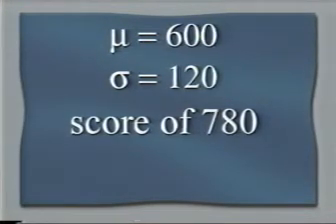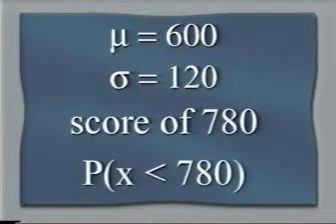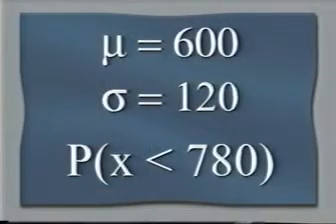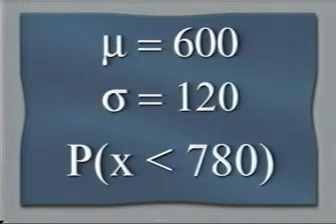z-table is used. We want to know the probability that X, anyone taking the test, their score is less than 780. Because the percentile really is a measurement of the probability of someone taking that test and getting a score less than or actually equal to yours. So we have mu equals 600, sigma equals 120, and we want the probability that X is less than 780. We need to find a Z.